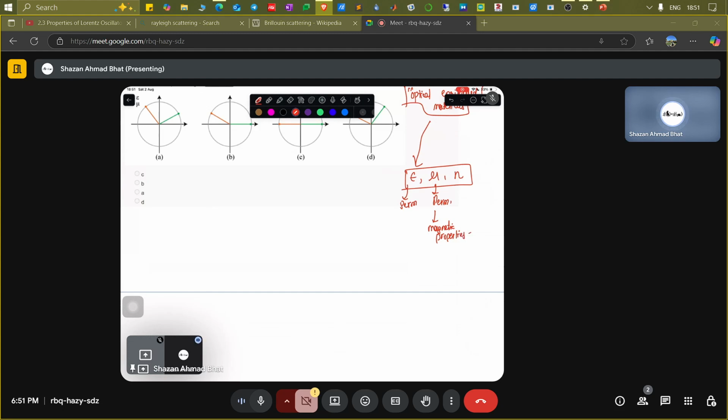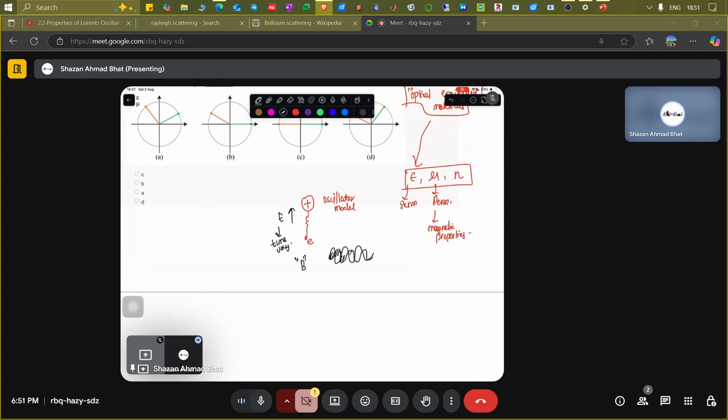That's why initially when we talked about the oscillator model, we talked about the nucleus and the electron, and that it is in the presence of a time-varying electric field. But we didn't talk about the magnetic field. The magnetic field is also there because you have an electromagnetic wave.